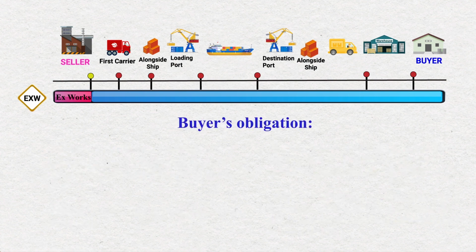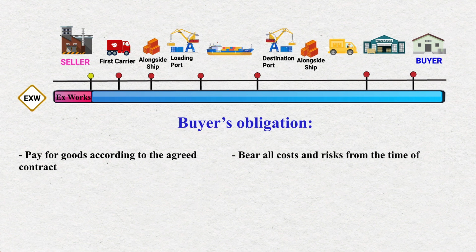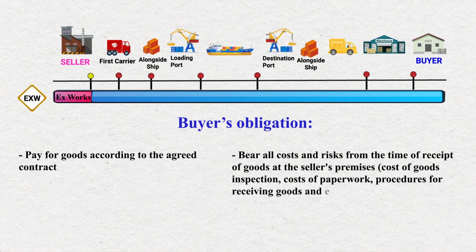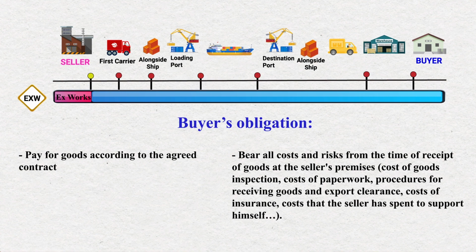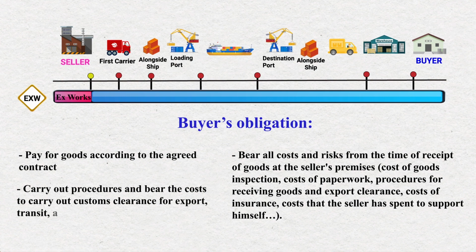Buyer responsibilities are: pay for goods according to the agreed contract, bear all costs and risks from the time of receipt of goods at the seller's premises, cost of goods inspection, costs of paperwork, procedures for receiving goods and export clearance, costs of insurance, costs that the seller has spent to support the buyer, carry out procedures and bear the costs to carry out customs clearance for export, transit, and import of goods.